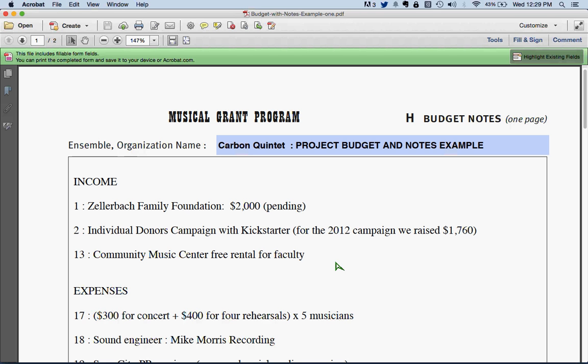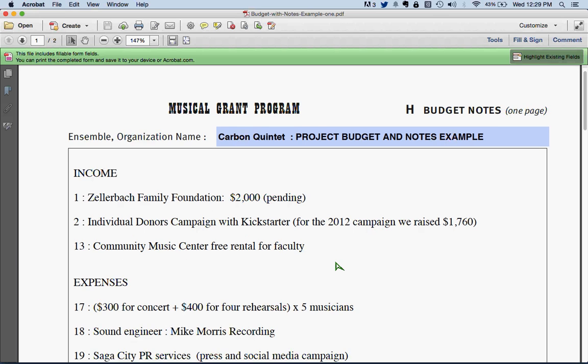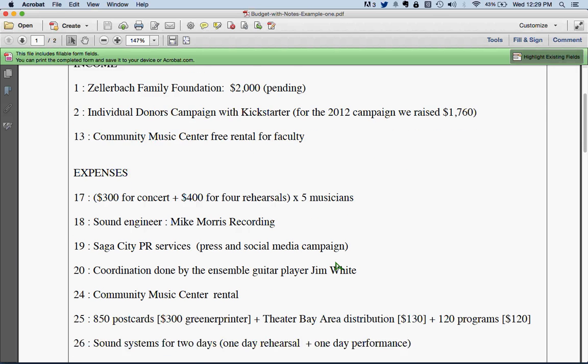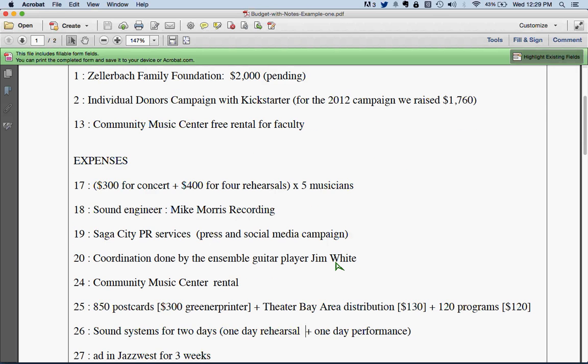Oh, and then here we get to find out in number 13 that for their venue rental, they have a faculty member in their quintet who gets free rental at the Community Music Center. So now we know where that came from. Okay, and if we scroll down, we get details for expenses here.